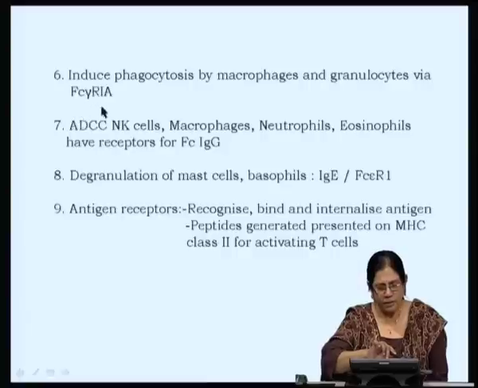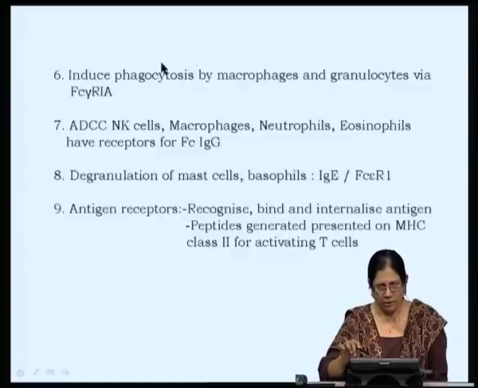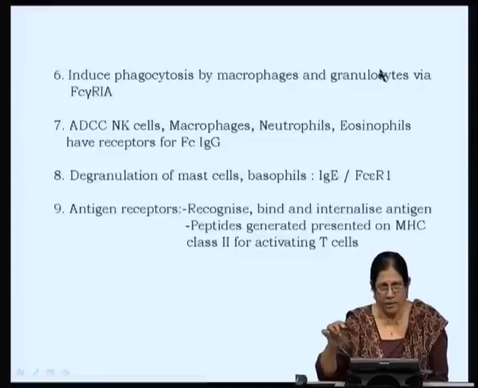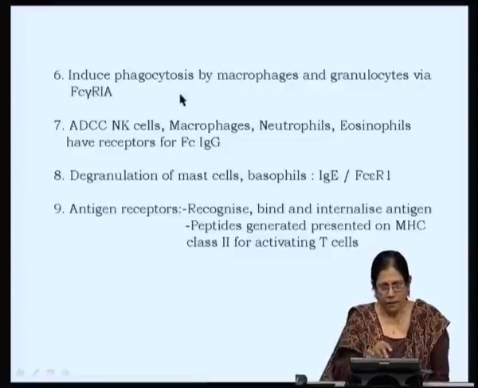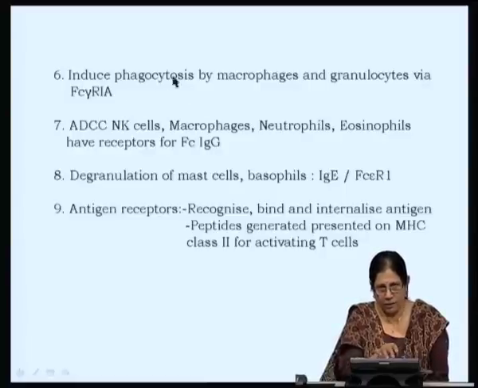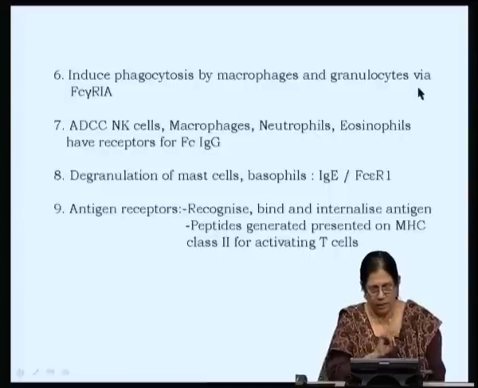The Fc receptors, Fc gamma R1a, which are present on phagocytes or macrophages, can bind to antibodies which have in turn bound to pathogens. Once such a complex is bound to the Fc gamma R1a, this activates the macrophages to internalize the pathogen. Therefore, antibodies, by binding to Fc gamma R1a, induce phagocytosis by macrophages and granulocytes.